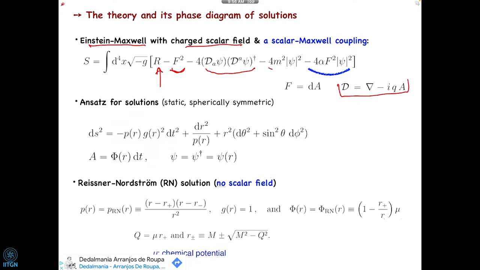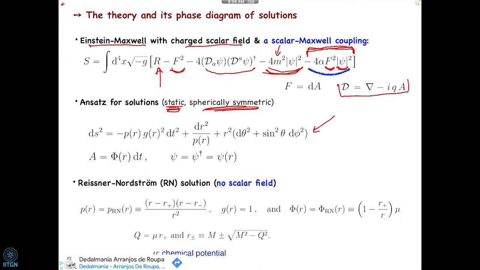Then my scalar field can have a mass term, with mass M. And now I'm adding here a scalar-Maxwell coupling, and this scalar-Maxwell coupling will play a very important role. So we see here that I have the Maxwell field coupled with the scalar field, okay? Now, the first thing that I want to do is to find solutions, in particular black hole solutions of this theory. And I'm mainly concerned with static, spherically symmetric solutions.